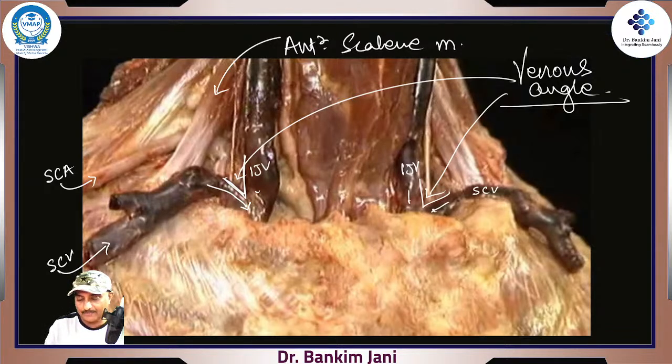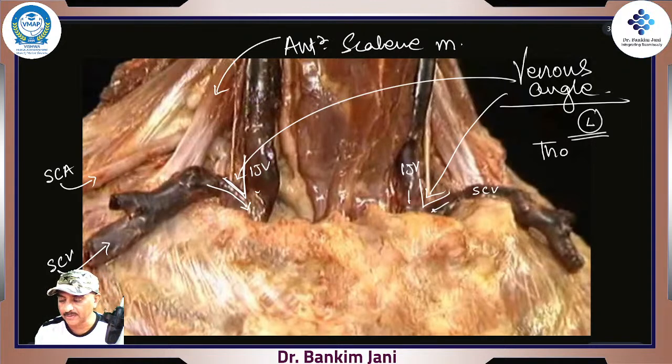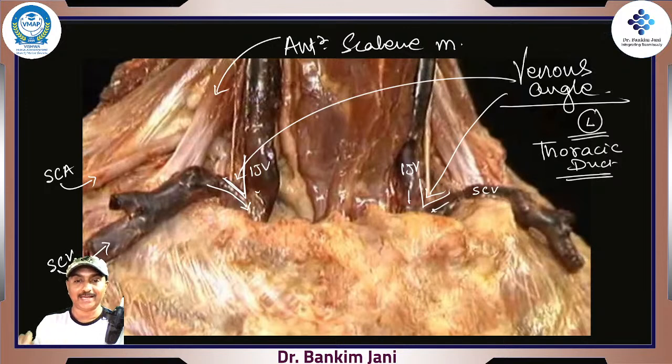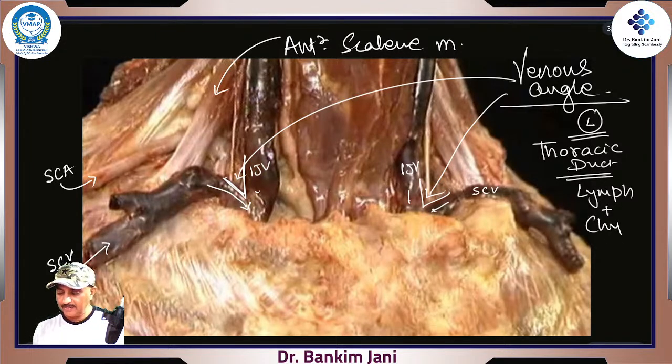Now see, this venous angle is important because on the left side, remember, on the left side, the thoracic duct would open into this. Thoracic duct, right, it opens. Now this thoracic duct is very, very vital. It carries lymph, and at the same time it would be carrying chyle, right? It carries lymph which is from the lymphatic system, and chyle or the chylomicron which is from the intestines, right? Plus there are other products also, something for the fat and the lipids.